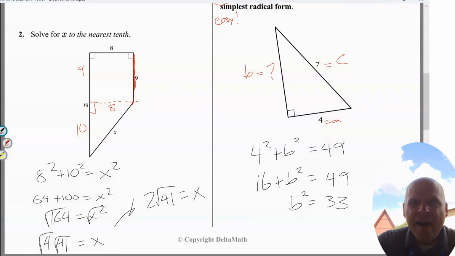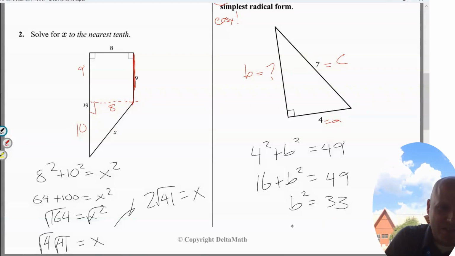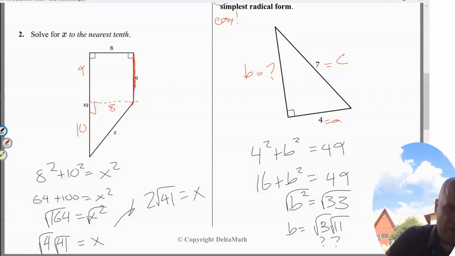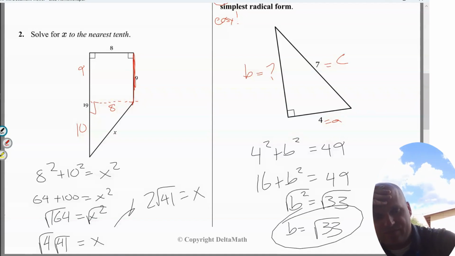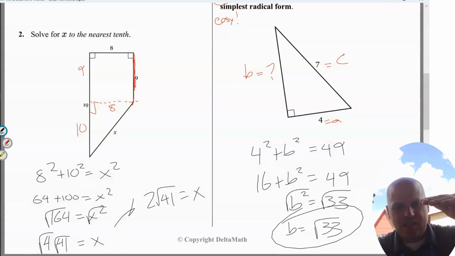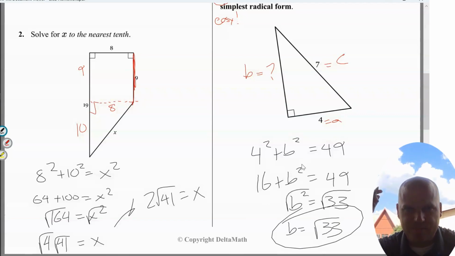Well, you could write 33 as 11 times 3, right? That doesn't help us. Here's where a lot of students go. They're like, okay, B's got to be the square root of 33. But then they're like, oh, 3 times 11. But here's the problem. I don't know what the square root of 3 is. I don't know what the square root of 11 is. They don't simplify. We need to be using numbers that do simplify. So this is a situation where the square root of 33 is just the square root of 33. 9 doesn't go into it. 16 doesn't go into it. And then obviously 36 doesn't go into it. So we just stop.